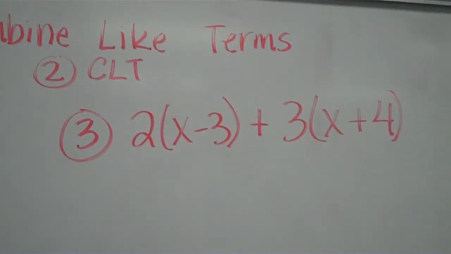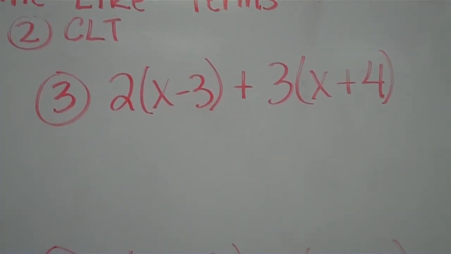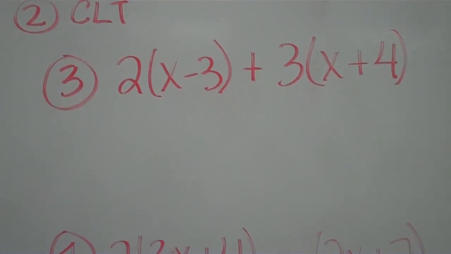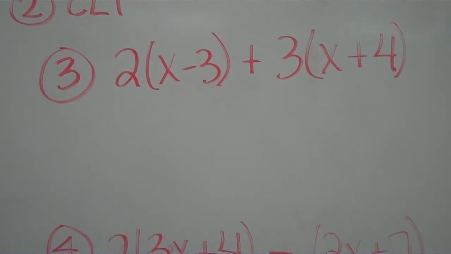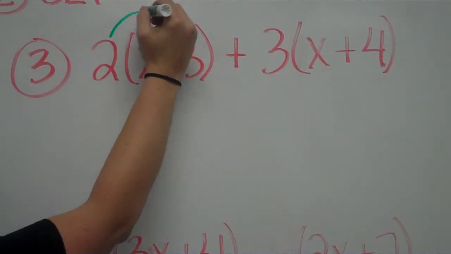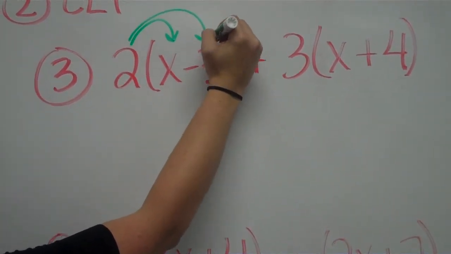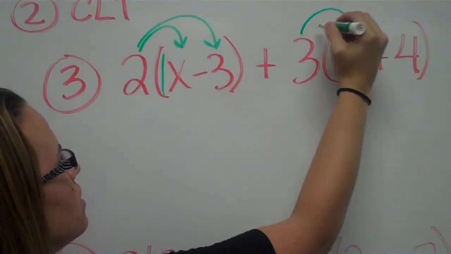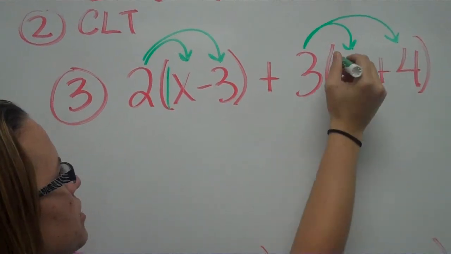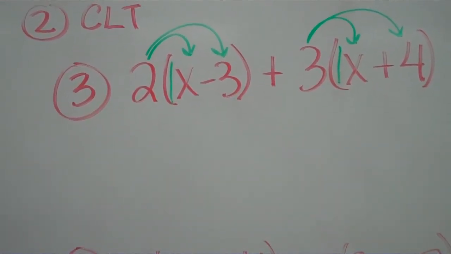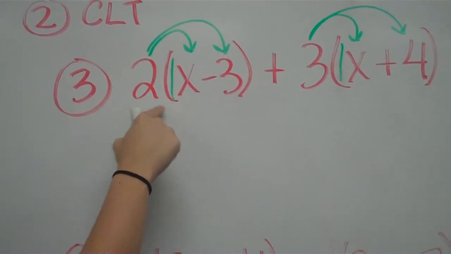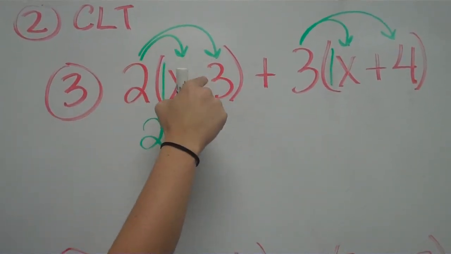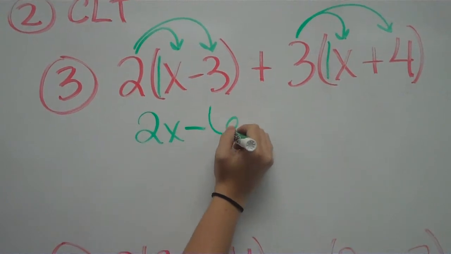Number 3 says 2 parentheses x minus 3 plus 3 parentheses x plus 4. Same thing, we're going to distribute and then combine like terms. So I'm going to draw my arrows. If there is no number, the number is 1. You can even draw your arrows over here. If there is no number, the number is 1. And let's multiply. Positive 2, positive 1, multiply them, you get 2x. 2 times negative 3 is negative 6.